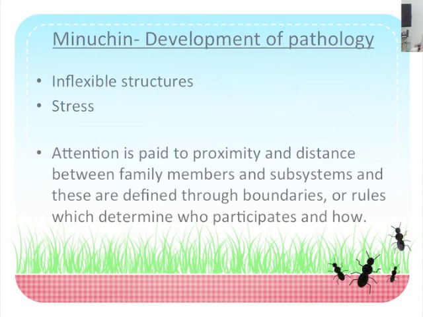When there are problems, it's often that there are inflexible structures. So for example, maybe there were some rules with an 8-year-old, and that worked for a while when the child was 8. But now if the child is 17 and the same rules are being applied and there's not adaptation taking place, then problems can occur because the child needs increasing amounts of freedom in different ways as they develop. Attention is paid to proximity and distance between family members and subsystems, and these are defined through boundaries or rules which determine who participates and how.